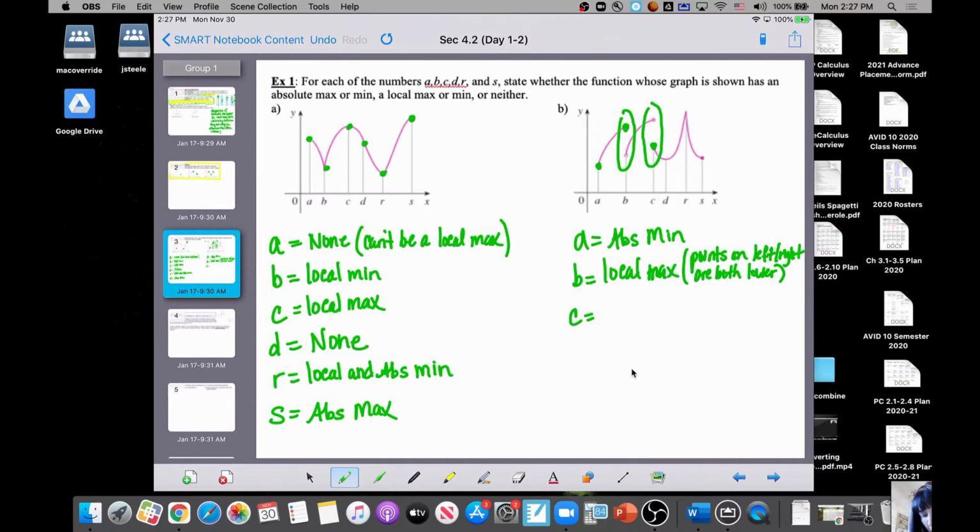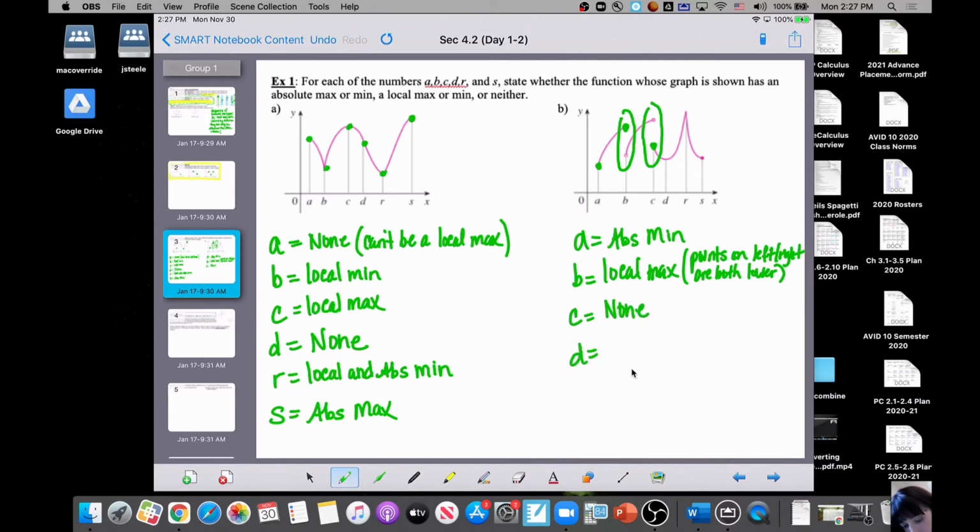Can C be a local minimum? Well, no, because values on the right side of C are smaller than C, so it can't be a local minimum. And we can't call it an absolute anything because it's kind of right in the middle as far as height goes on our graph. It's not an absolute maximum or minimum. So letter C is a none, is a neither, whatever you want to call it.